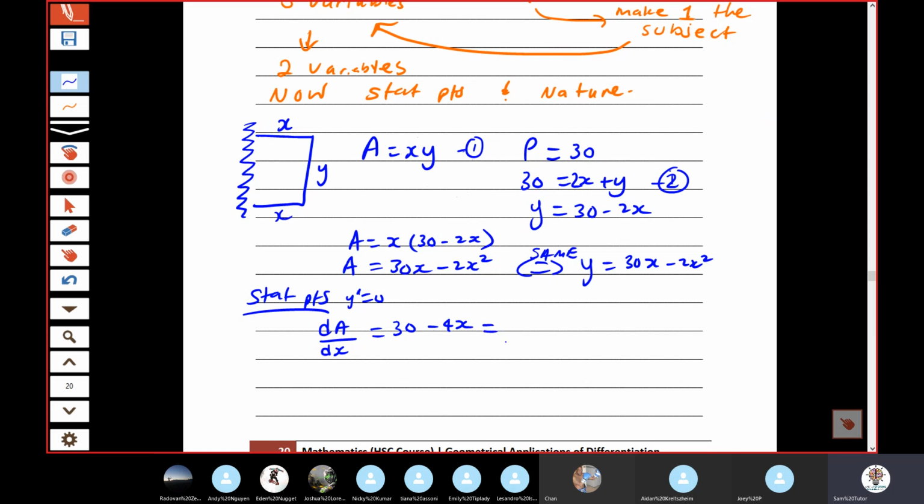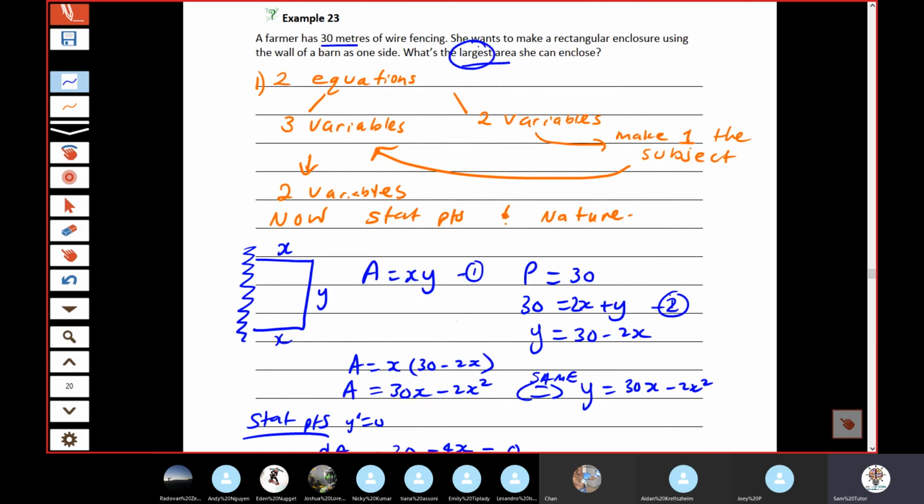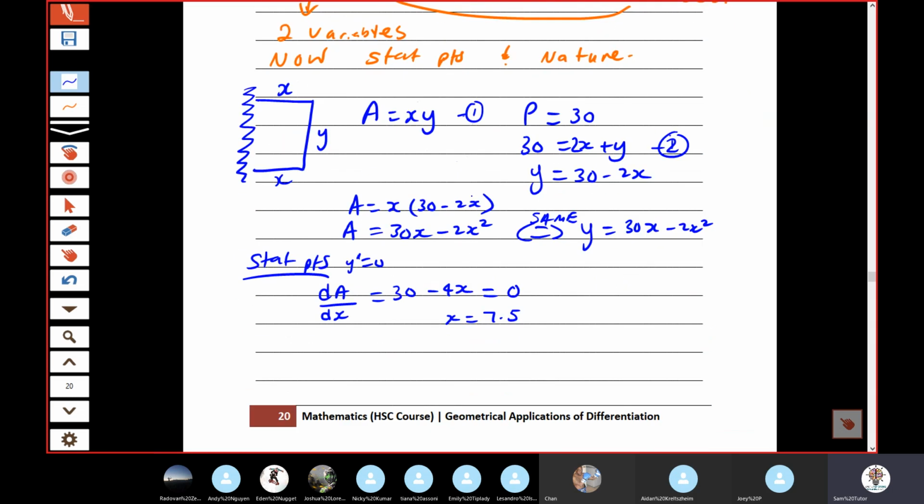What must this equal to? 0. So therefore x equals 30 divided by 4, 7.5. Now that you found that, that's great. The question actually said largest, and then it said area. We haven't found area yet, but it said largest. How do we know if that's even the largest?